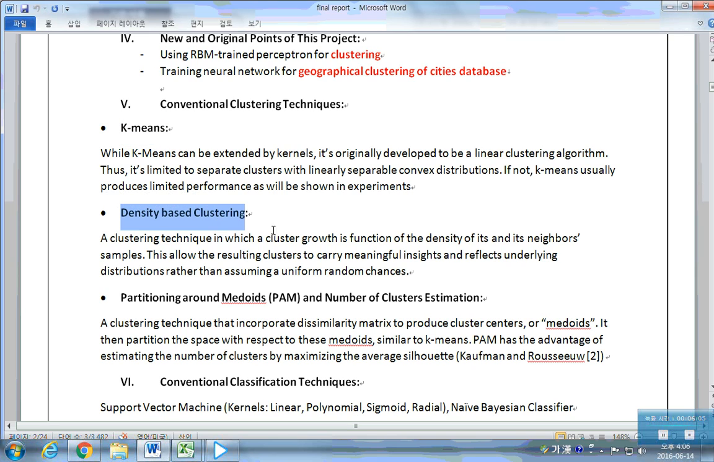Density-based clustering, I think team 3 also briefly mentioned it in their presentation. Basically, we look at the points and the neighboring points, and based on their density, we allow them to grow. So the clustering behavior is based on the density, not on the partitioning of the space.